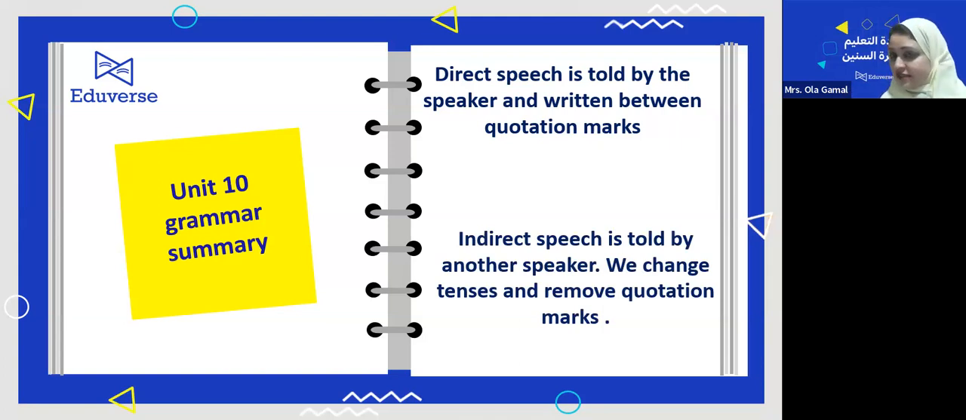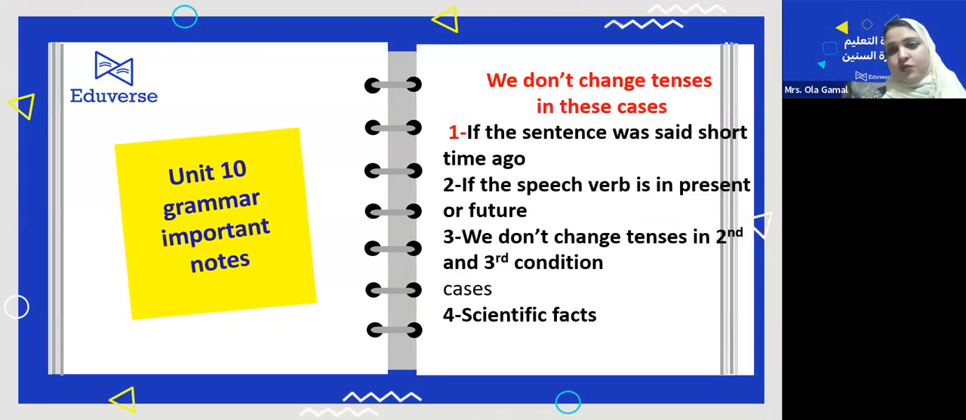And we change the tenses, put this in your mind, and we remove the quotation mark. But we don't change the tenses in some cases. What are they? The first one, if the sentence was said a short time ago, don't change the tense here. Keep it as it is. If the speech verb is in the present or future, when I say "says", don't change the tense. When I say "will say", don't change the tense here. We don't change the tense in the second and third conditions.